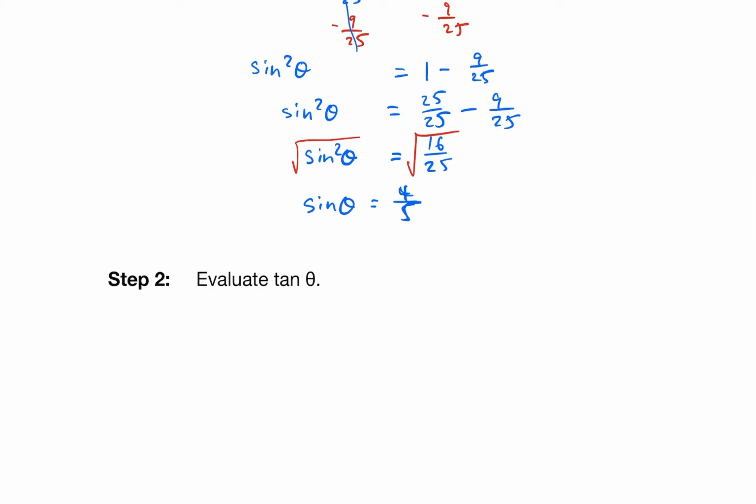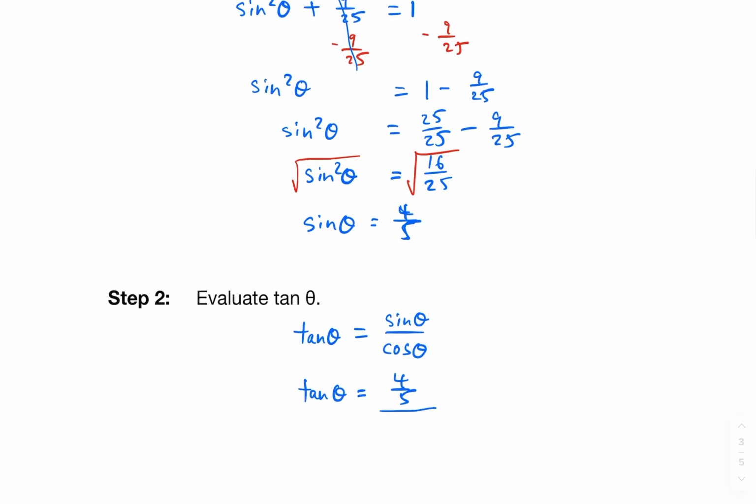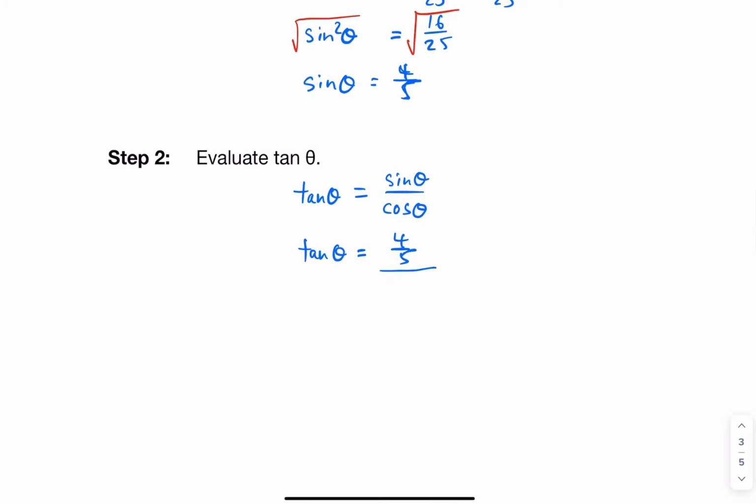As I mentioned earlier, tangent of theta is equal to sine of theta over cosine of theta. Well, what is the sine of theta? We just solved it. It's 4/5. So tangent of theta is equal to 4/5 divided by, and what is the cosine of theta? Well, that's given to us in the problem up here, which is 3/5. So let's go ahead and enter that in.